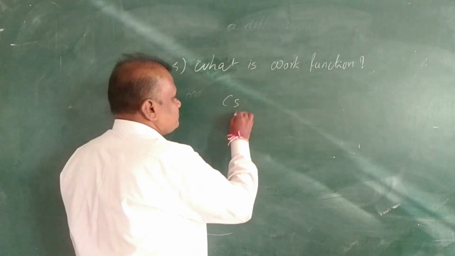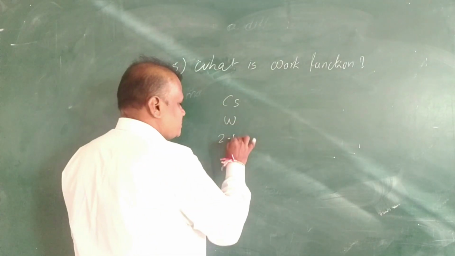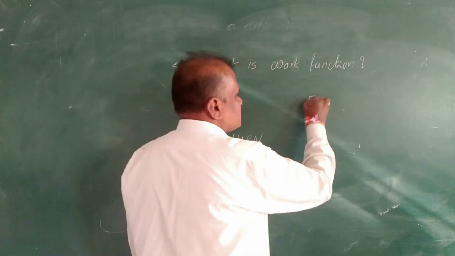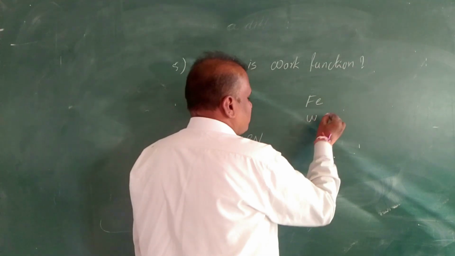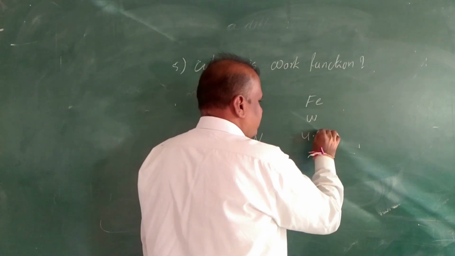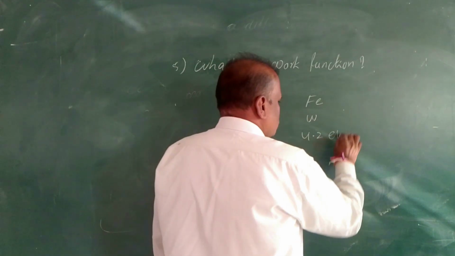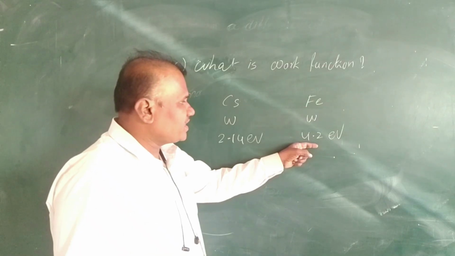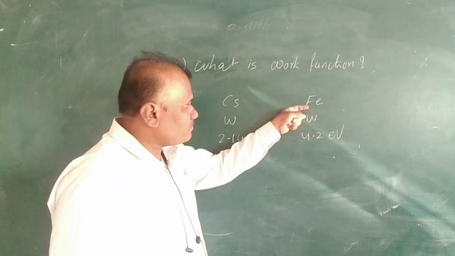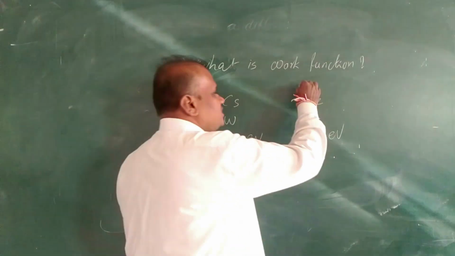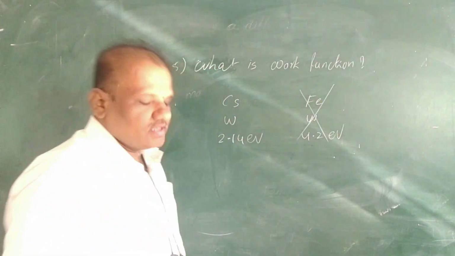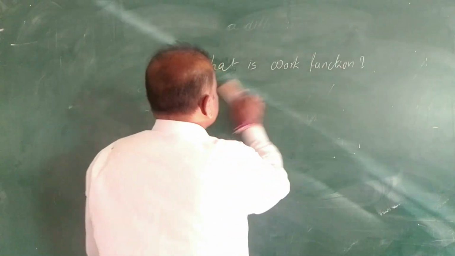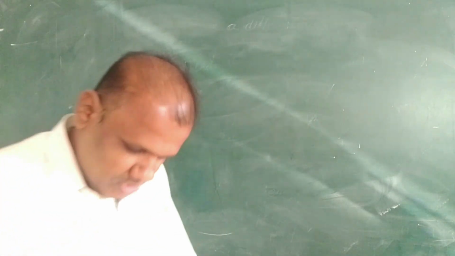In the case of cesium, the work function value is nearly 2.14 electron volts. Whereas for iron, the work function is around 4.2 electron volts I think. A large amount of energy is required to remove electrons by the photoelectric effect from iron, so that's why it is not preferable. Only cesium, potassium, alkali metals can be preferred. So that is the fifth question.